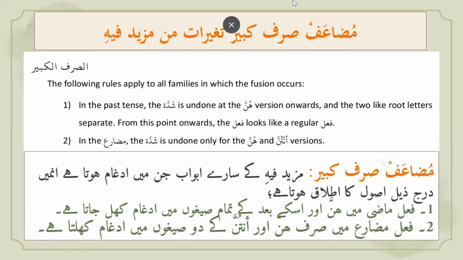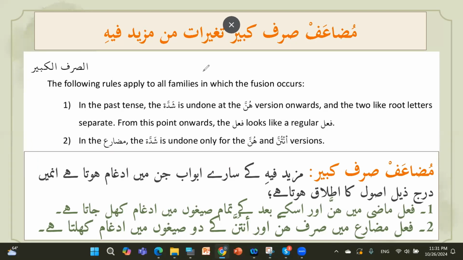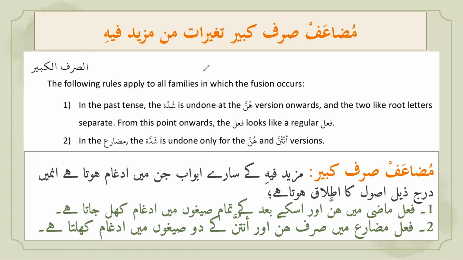Okay, so there are two rules. One is for past tense and another is for present tense. In past tense, the shadda is undone at the hunna version. You know, hunna is one pronoun. When we have hunna siga or hunna version, hunna requires that there has to be sukoon on the third letter, lam kalma, right? So hunna needs sukoon on the lam kalma. That's why the shadda is undone.